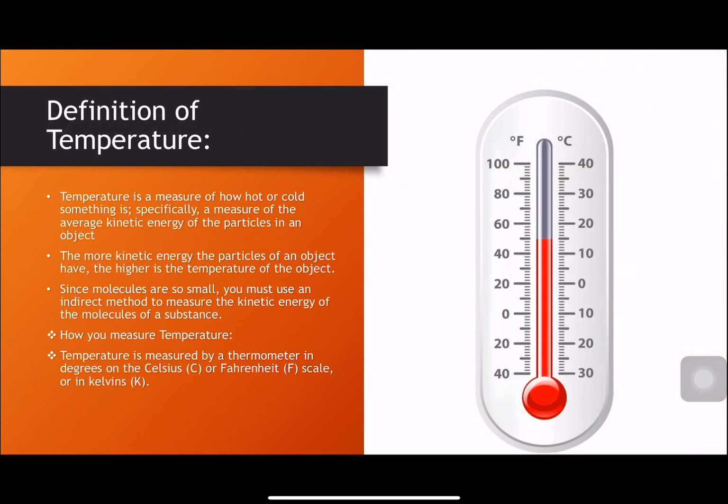Definition of temperature. So we're moving on to temperature, and temperature is a measure of how hot or cold something is. Specifically, a measure of the average kinetic energy of the particles in an object. The more kinetic energy the particles of an object have, the higher the temperature of the object. Since molecules are so small, you must use an indirect method to measure the kinetic energy of the molecules of a substance. You measure temperature using a thermometer, in degrees Celsius or Fahrenheit, or in the Kelvin scale.